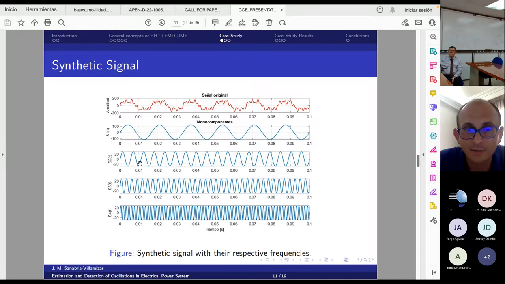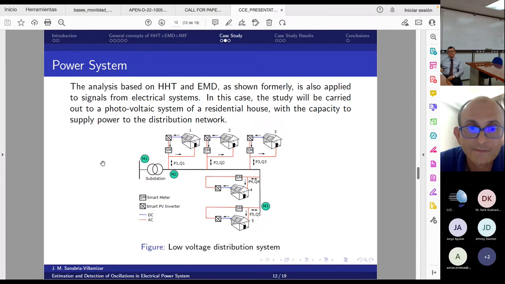Now, if you are interested, for example, only in the fundamental component, you can check in which IMF the fundamental frequency appears. For example, in this case we have the 60 hertz component in this second IMF, so we can focus our analysis only on this component. If we are interested in other frequencies, we focus our attention only on that component. And this is a great advantage of the method, because we don't need to consider, for example, noise, or other frequencies that are produced maybe by power quality problems or something like this.